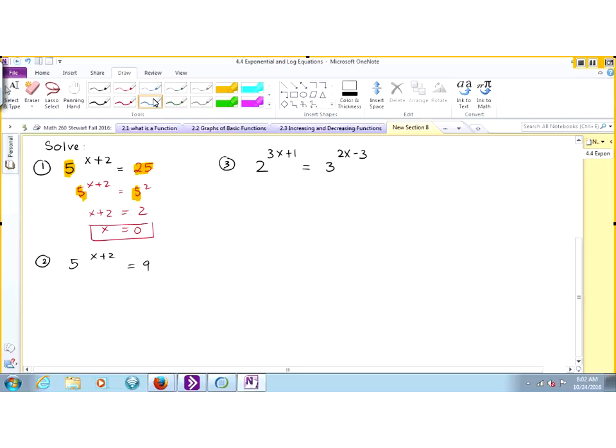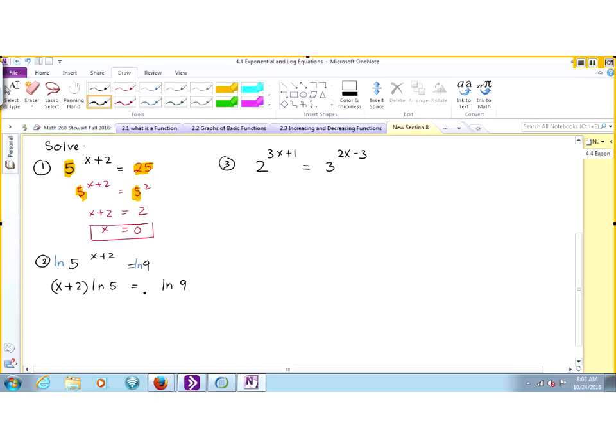So what you want to do is apply logs to both sides. Now some books use log base 10. I prefer to use ln, so I'm going to put ln. But you could use log, log base 10. So now, what am I supposed to do after I apply ln to both sides? Are we able to bring down the exponent? Yes. So x plus 2 times ln 5 is equal to ln 9.